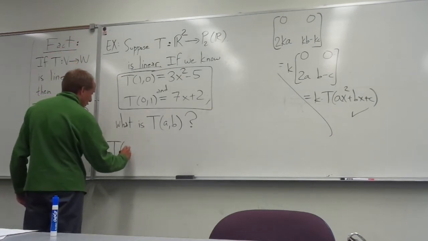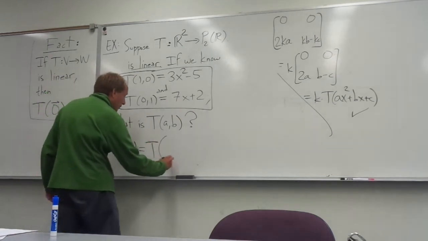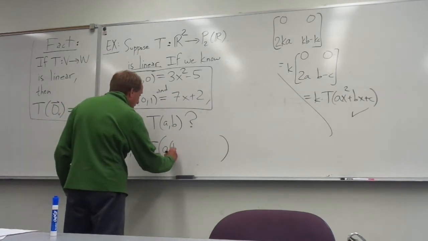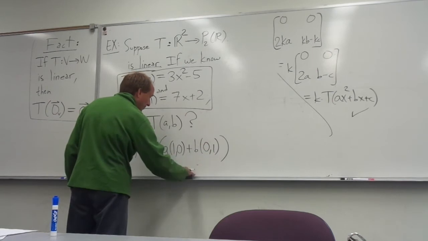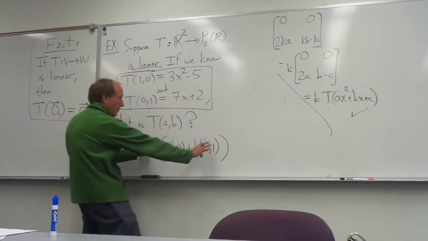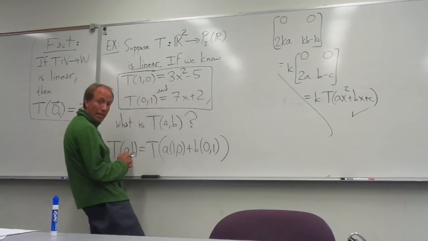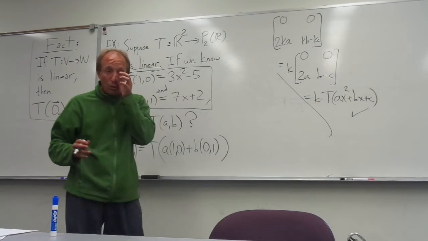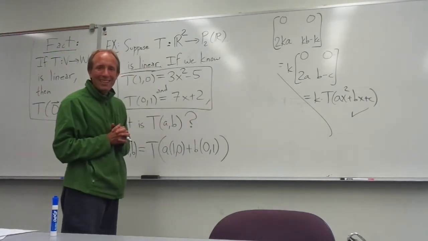If I want to know what T of (a, b) is, do you agree that inside of those parentheses, I can take (a, b) and think of it as a times (1, 0) plus b times (0, 1)? Look what you have inside the parentheses. This is just (a, 0) plus (0, b), which is just (a, b). I'm just busting it apart again, the whole bust out the variables thing. That's basically what I did right there.